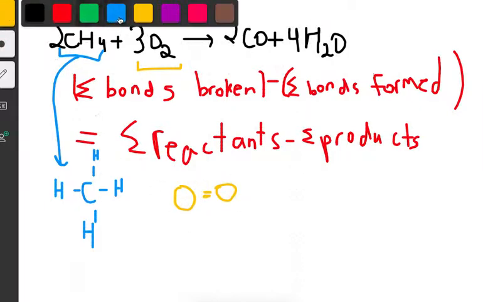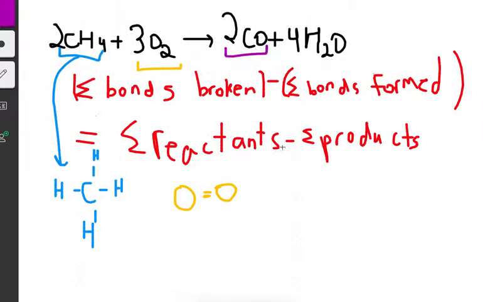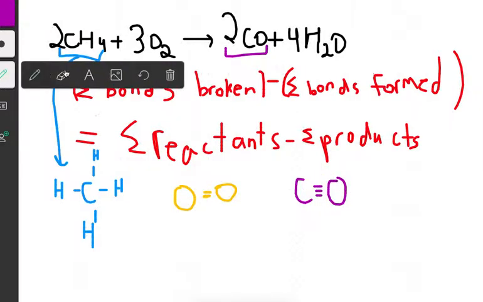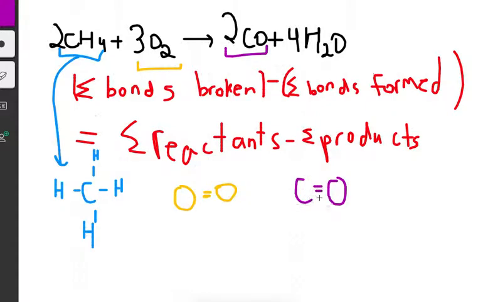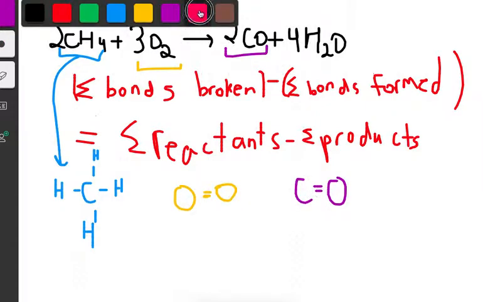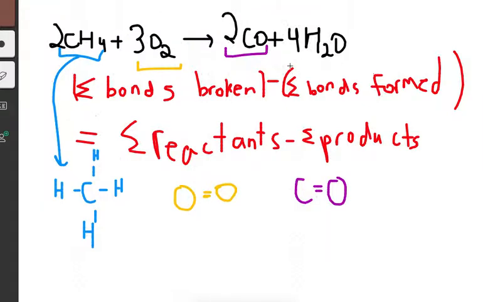Okay, now we're going to do CO. Carbon would have a triple bond, actually a double bond, to oxygen. We're just looking at the bonds. We're not looking at their valence electrons or anything. And then H2O would just be H like this.